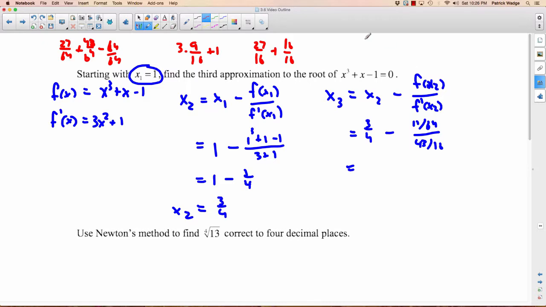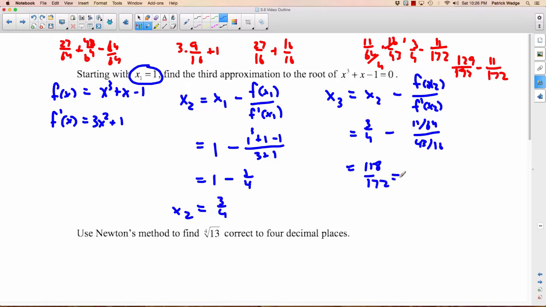So I guess the next thing you could do is you could go 11/64 divided by this, but that's the same as multiplying by 16 over 43. You can cancel this and this and get 1/4, so you get 11 over 172. And the last thing you have to do is 3/4 minus 11 over 172. Common denominators, you're going to have to multiply this by 43. 43 times 3 is 129, and if you subtract that, you get 118 over 172, which you can put in the lowest terms and get 59 over 86.